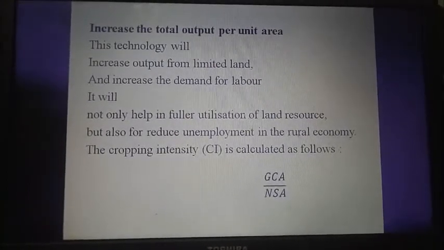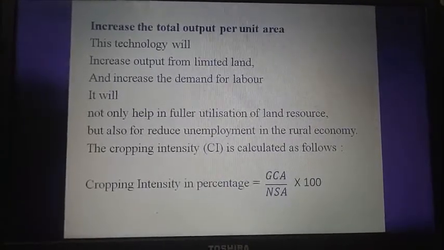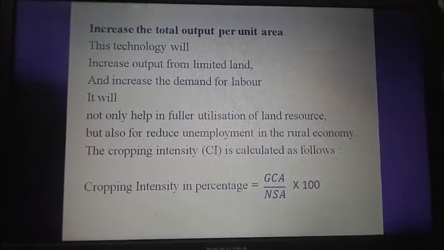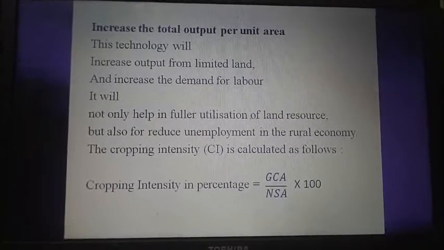Now, how do we calculate the cropping intensity? That is, cropping intensity, CI. How will we calculate it? Cropping intensity calculated in percentage is GCA upon net sown area into 100.